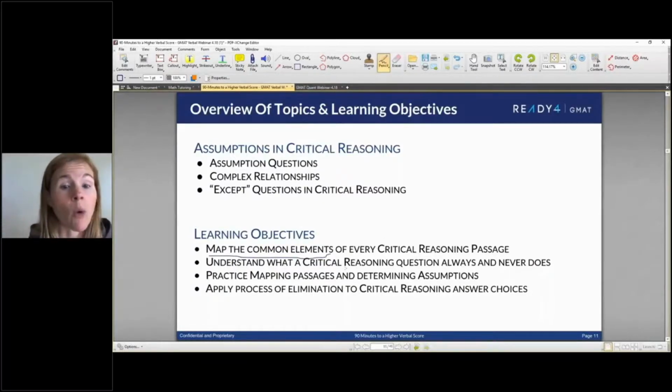We will talk about what a critical reasoning question always does and what it never does. We will practice mapping the passages and finding the assumptions that are made. And then we will apply the process of elimination. And that's true to all types of GMAT questions, not just critical reasoning. Finding the correct answer is not always possible. Finding all the wrong answers is frequently your best option to work your way to what the right answer is.